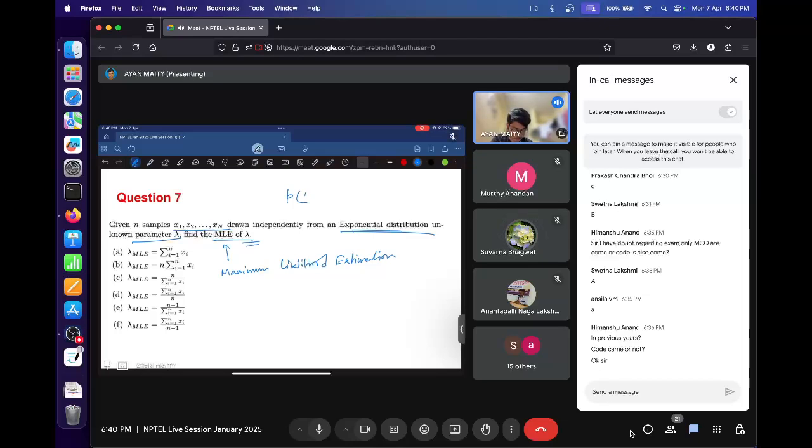The exponential distribution is given as lambda e to the power minus lambda x. So this is the exponential distribution. For n samples x1 to xn, what will be the maximum likelihood estimation of this parameter lambda?